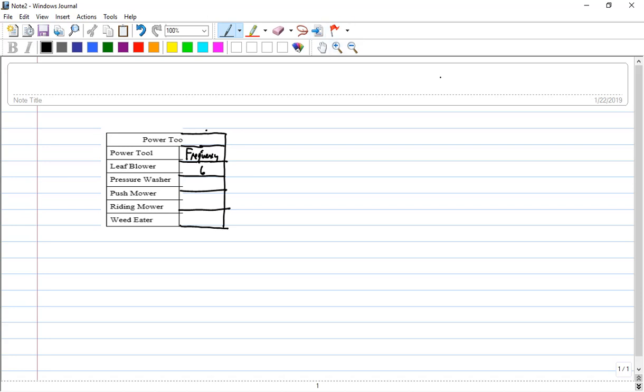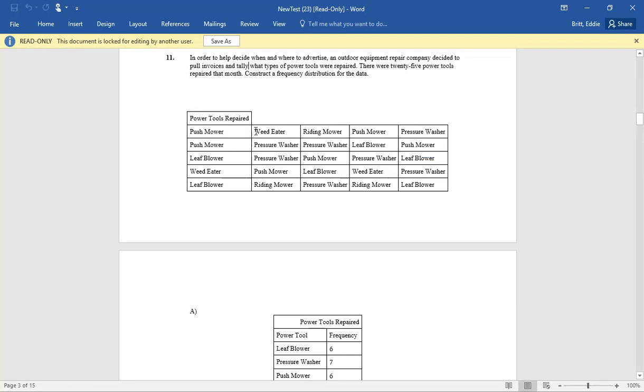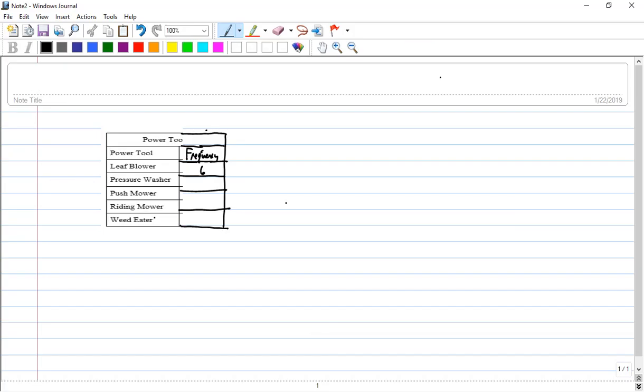All right, pressure washers. Count up those pressure washers. 1, 2, 3. I counted 7. Push mowers.